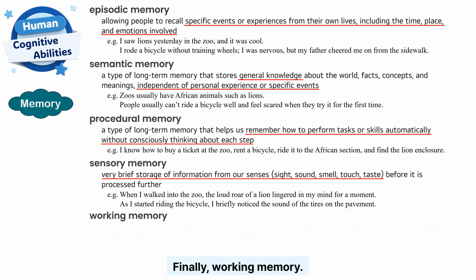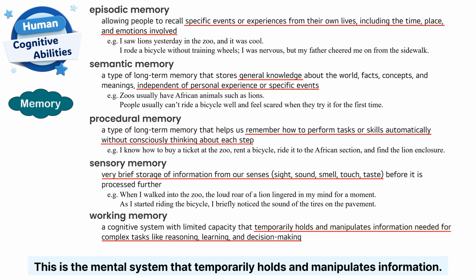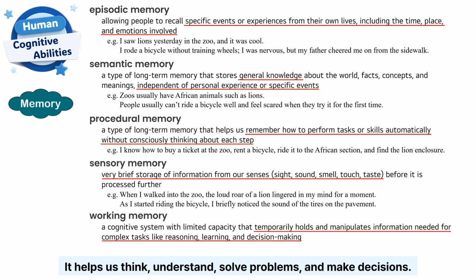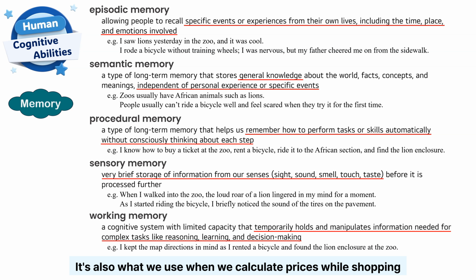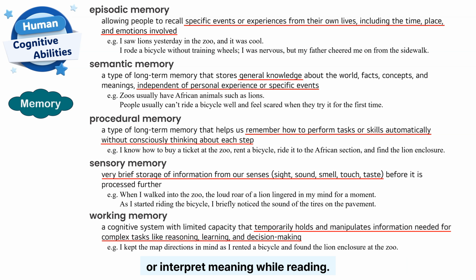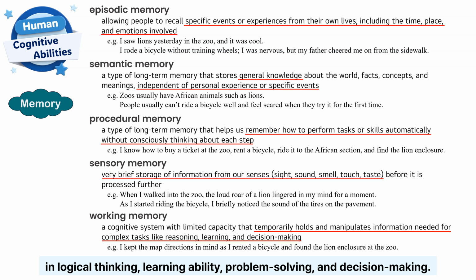Finally, working memory. This is the mental system that temporarily holds and manipulates information. It helps us think, understand, solve problems, and make decisions. For instance, when I rented the bike and headed for the lion enclosure, I visualized the route I remembered from the map. It's also what we use when we calculate prices while shopping or interpret meaning while reading. Working memory, therefore, plays an essential role in logical thinking, learning ability, problem solving, and decision making.